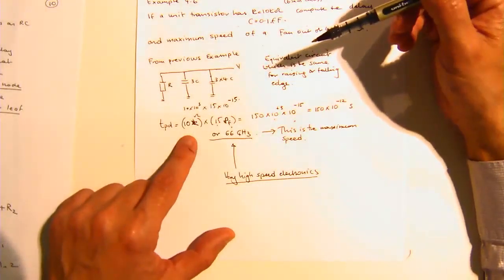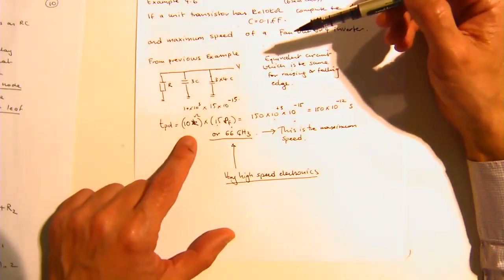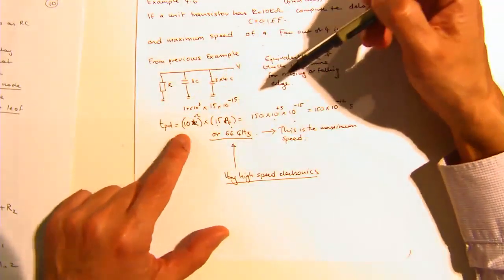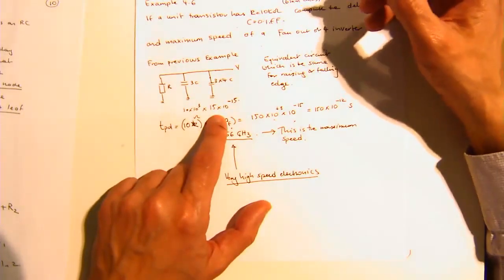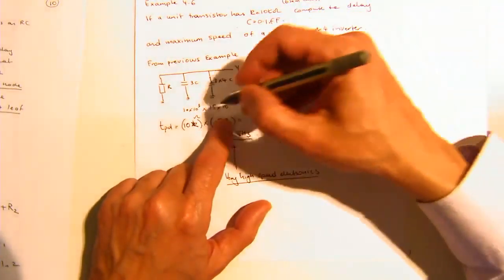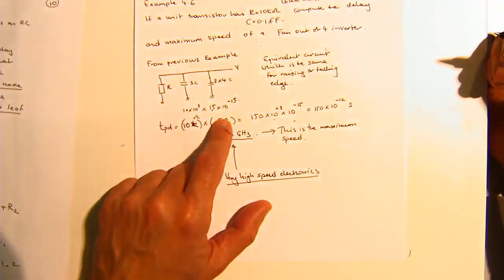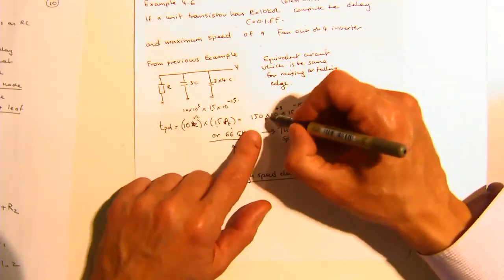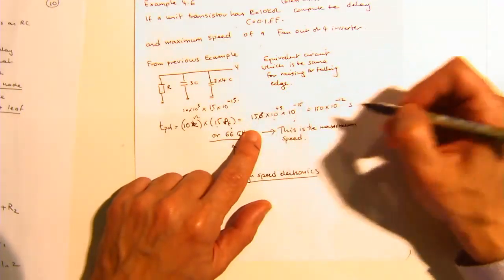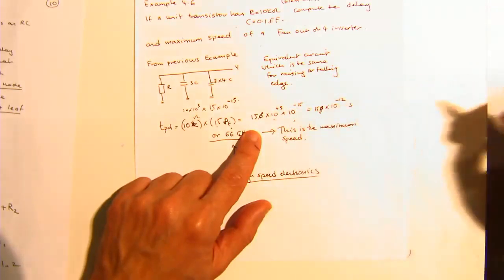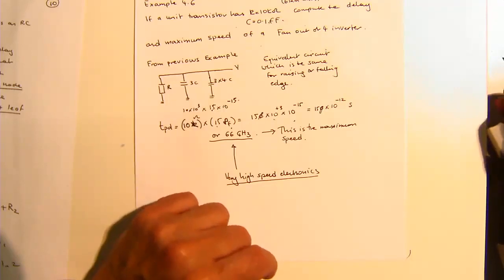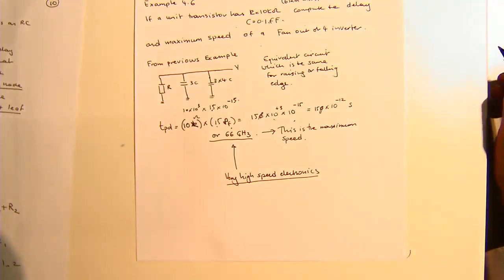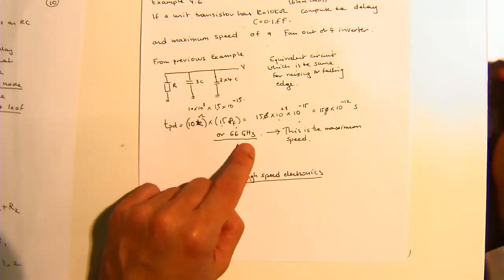Now, have I made a mistake? 10K, and what did we say? It was 1.5 femto. So it's 15 times 10, so it's 15 pico. All right, so 15 pico, and then you can work out what that speed is, and I think it turns out to be roughly about 66 gigahertz.